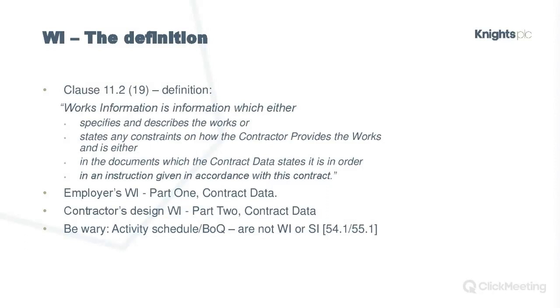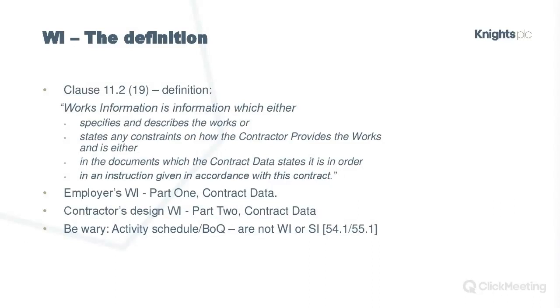And where do you find it? It's either in the documents which the contract data states it is in, or, sorry, there's a typo there, it's or in an instruction given in accordance with the contract. So, again, contract data part 1, who provides that? The party paying. So again, when you're reviewing your contracts, look to see in the contract data what the works information is, where you'll find it, so that you know exactly what it is.